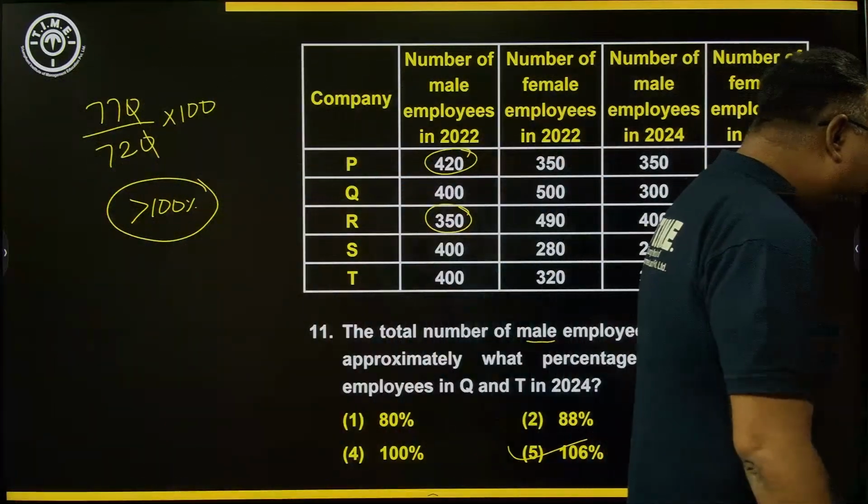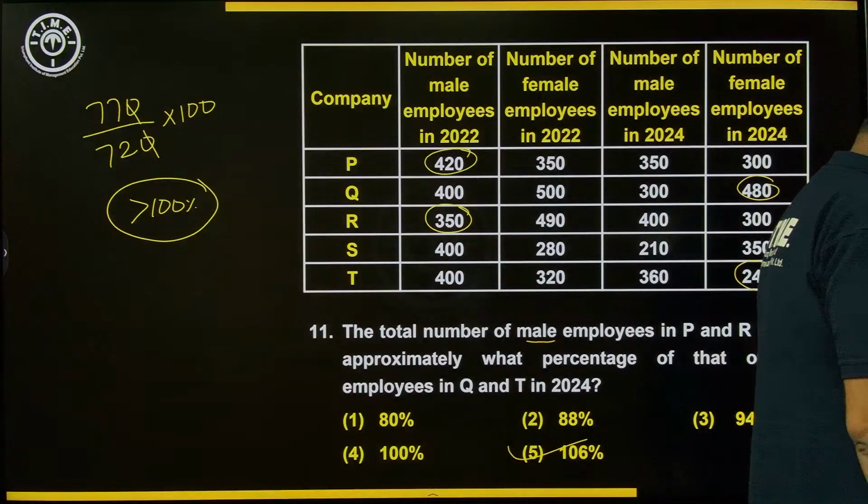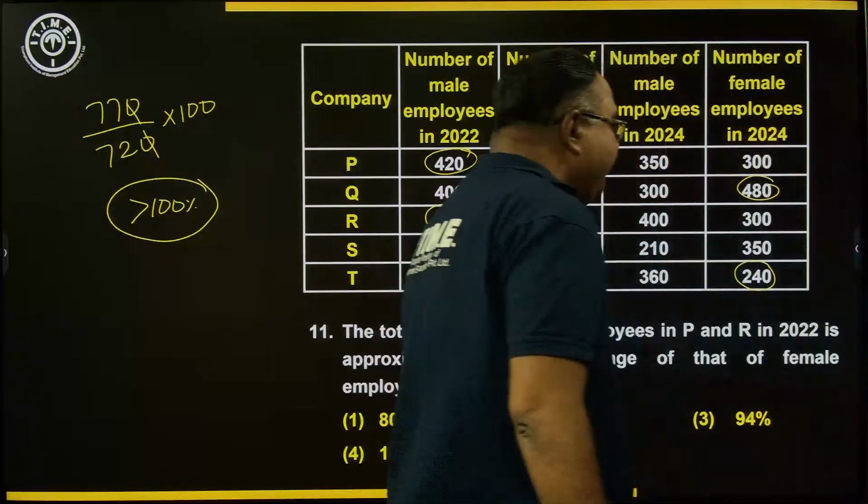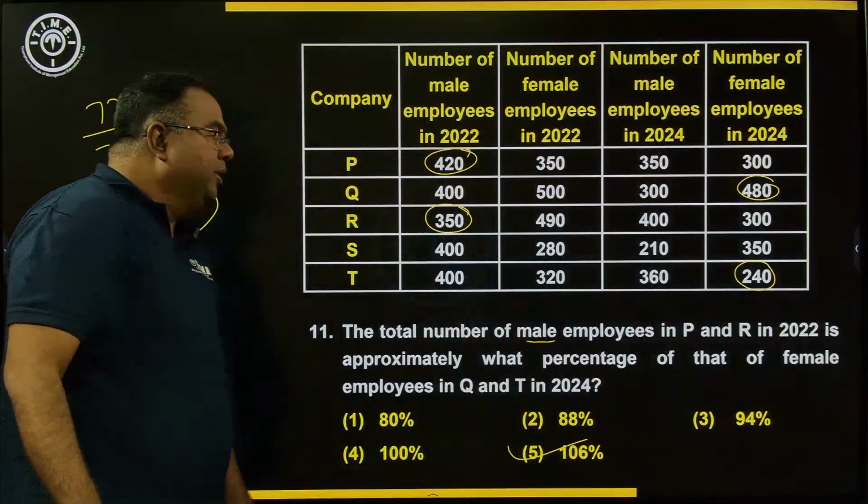Anybody has answered this? 106. Correct, Bharani. Who is this? SRS. Choice 5. Right. Correct answer. Let's move it.